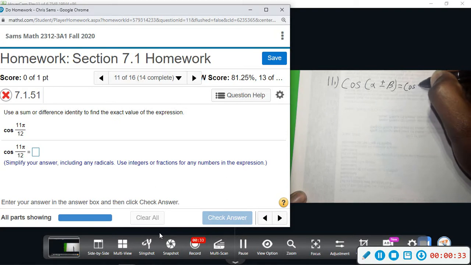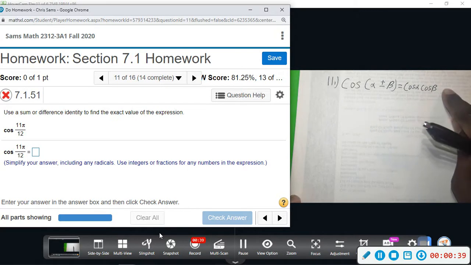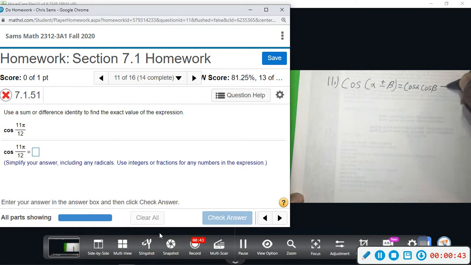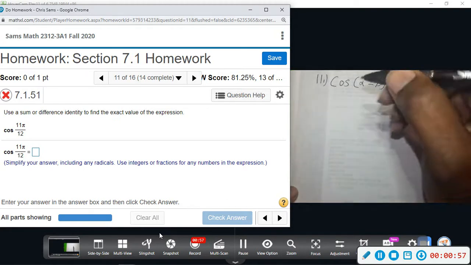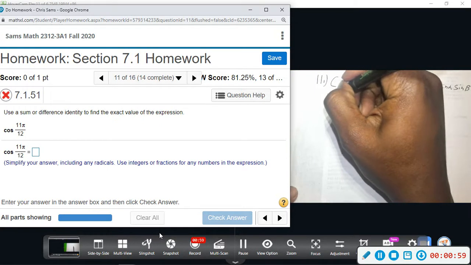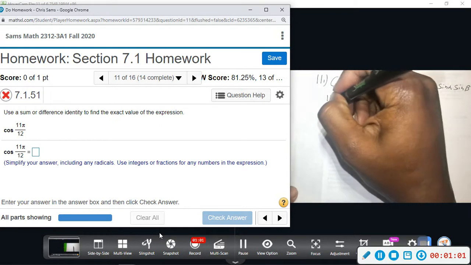cosine of alpha times cosine of beta. And then when you get here, the signs change. So if it was positive, over here it will be minus. And if it was minus, it would be positive here. And then that will be sine of alpha times sine of beta. Alright, so we start with 11 pi over 12.